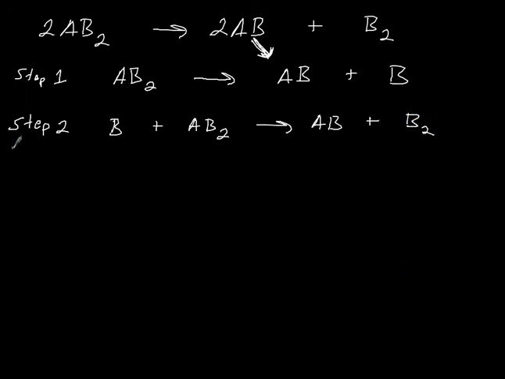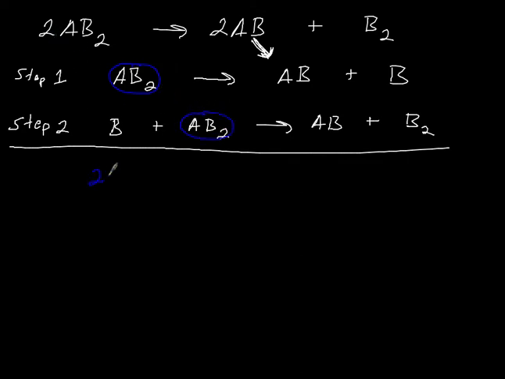Okay, so if you sum this up, just like we did earlier, we're going to have an AB2, an AB2, so that's our 2AB2, sorry. Okay, we're going to have an AB and an AB, so that's our 2AB, and we have a B2, and the intermediate B is canceled out.